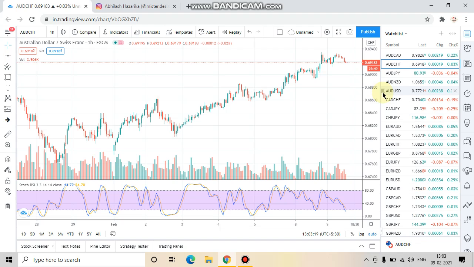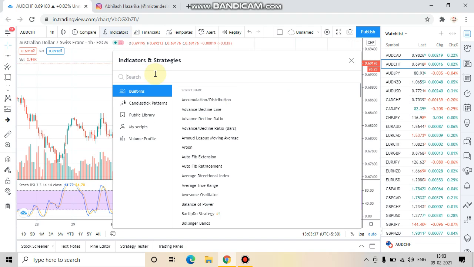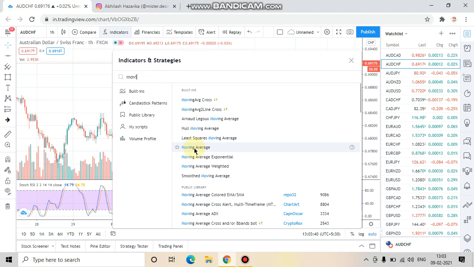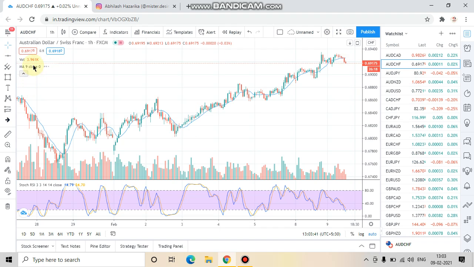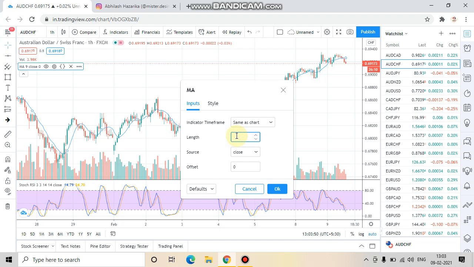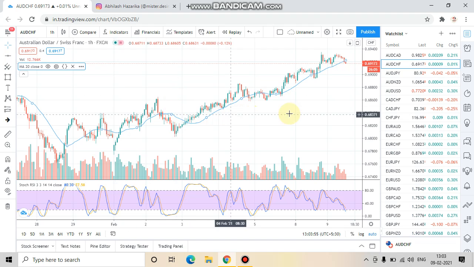So in a trending market like this, the best way to trade is to use a moving average. So let me check which moving average will work. Indicators, moving average. Let's put a moving average. By default, we have the 9 period moving average. No, it's not working. Fine. Let me change it to 20 period moving average. My favorite. No, no.